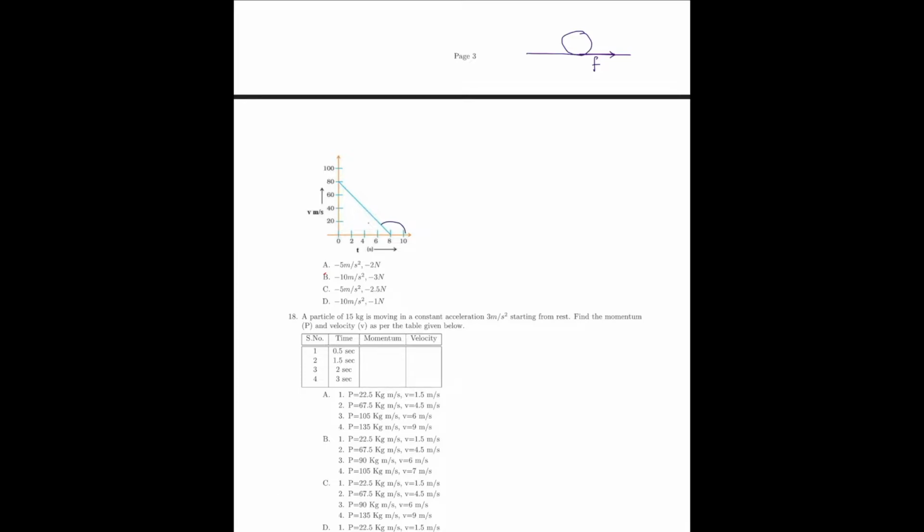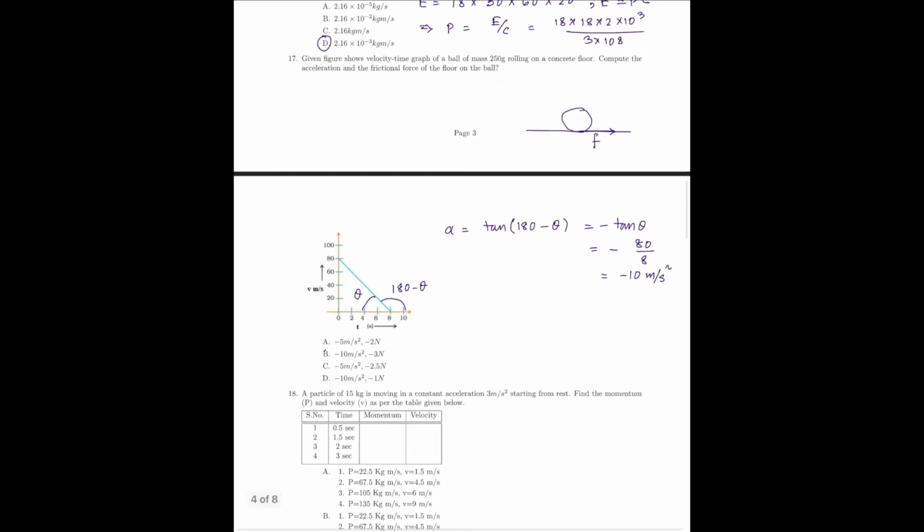So if this angle is 180 degree minus theta, this angle is theta, and the acceleration is basically tan of 180 degree minus theta, which is minus tan theta, which is equal to minus 80 by 8, that is minus 10 meter per second squared. So now the force is m times the acceleration, which is 250 into 10 to the power minus 3 kg into the acceleration.